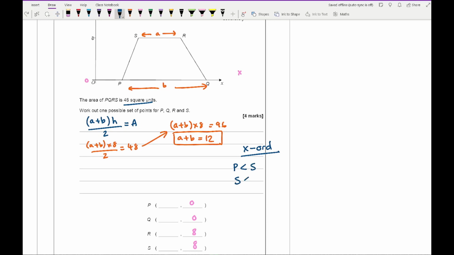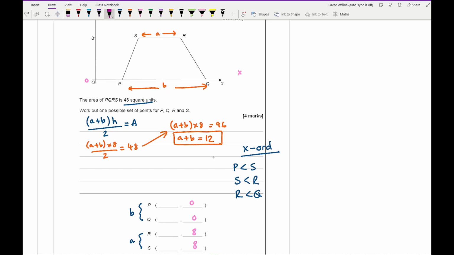And R has got to be smaller than Q. Now, if we know that PQ is basically our value of B and RS is our value of A, and we know that A plus B equals 12, so what we need to do is basically pick two positive numbers that add up to equal 12.